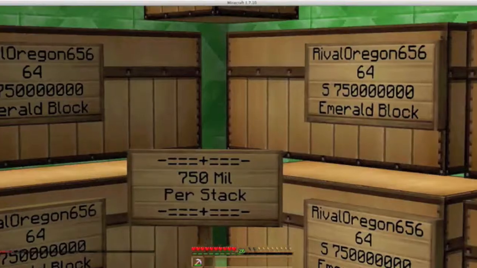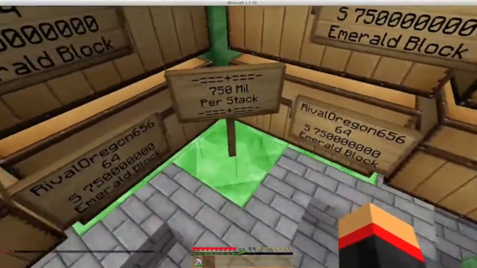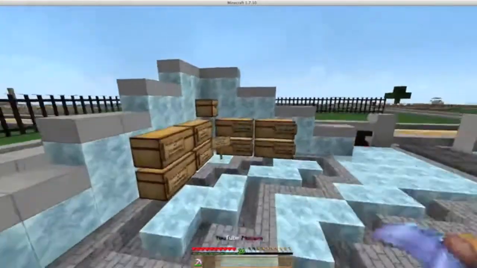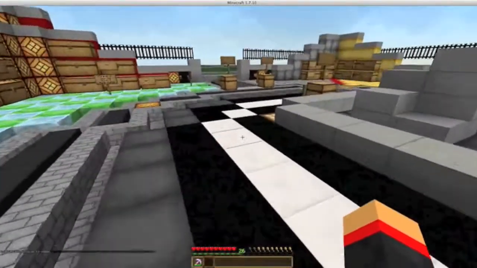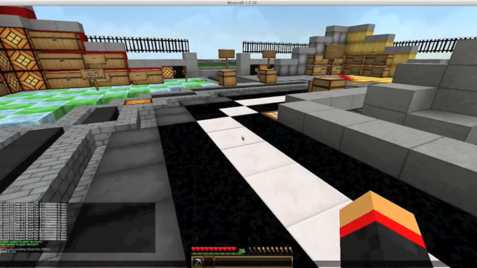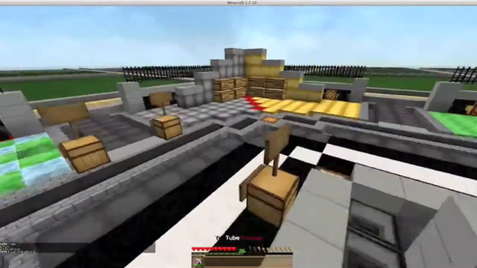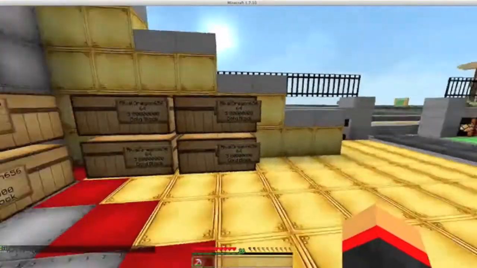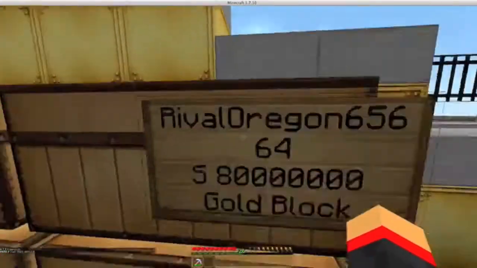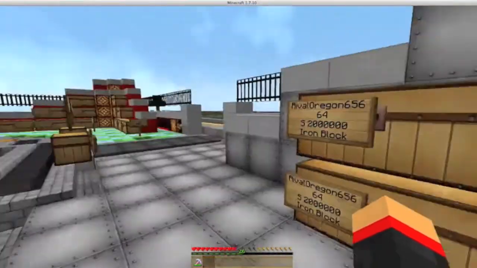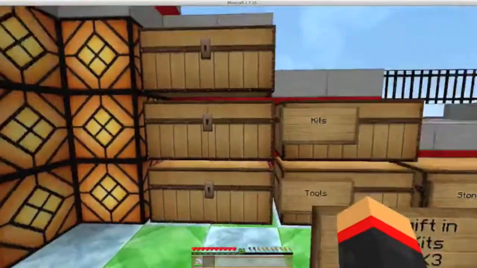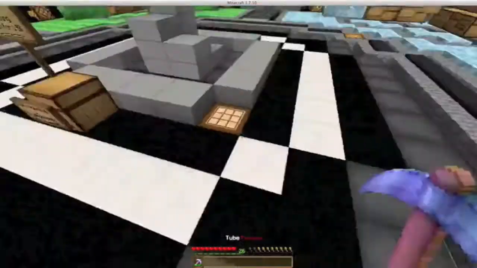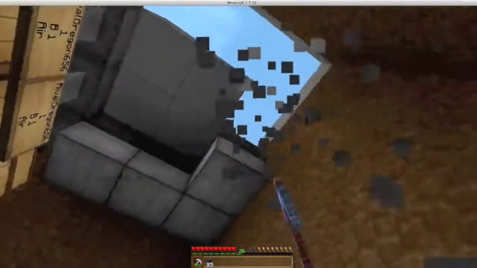Okay, so this is my shop. You can sell a stack of emeralds for 750 mil, and you can sell a stack of diamond blocks for 510 mil. And then this is my gold, sell it for 8 million per stack, and iron, 2 mil per stack. And it's where you can donate to me. And then this is all my stuff in here. Yeah, so I'm actually gonna start working on my plot.